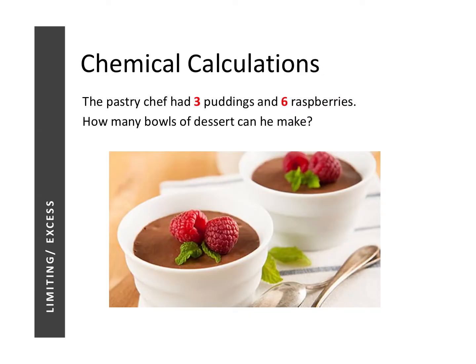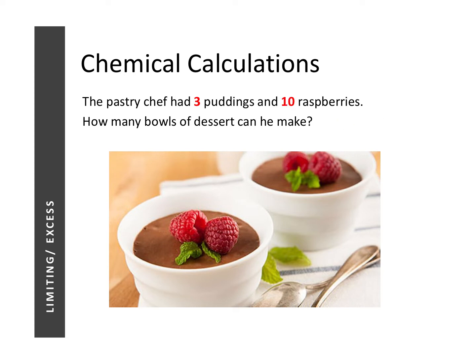So let us start by looking at a random mathematics problem again. We have a pastry chef who has 3 puddings and 6 raspberries. Based on the picture of the dessert, can you all determine how many bowls of dessert the pastry chef can make? I'm sure all of you will be able to tell me that he's able to make 3 bowls of dessert.